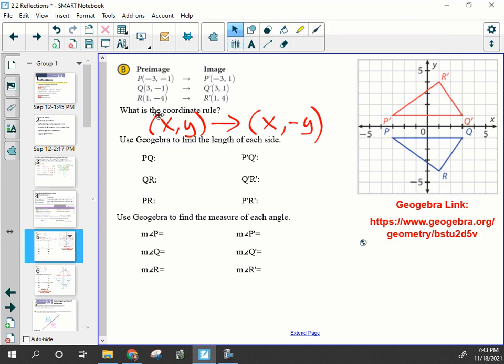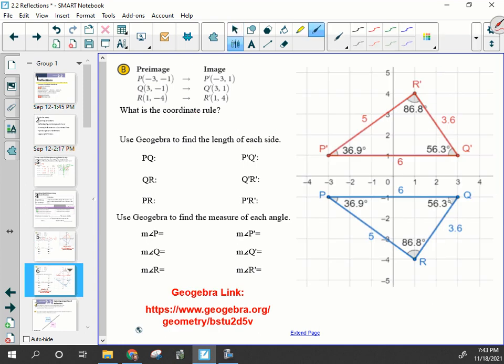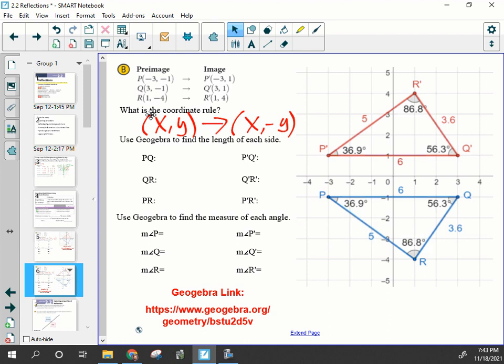Next in your notes it says, use GeoGebra to find the length of each side and to find the measure of each angle. We're not going to actually have you use GeoGebra, but what I did is, you'll notice on my slide here, I used GeoGebra to measure the distances, the lengths of each side. And you will see them as you see my screen.